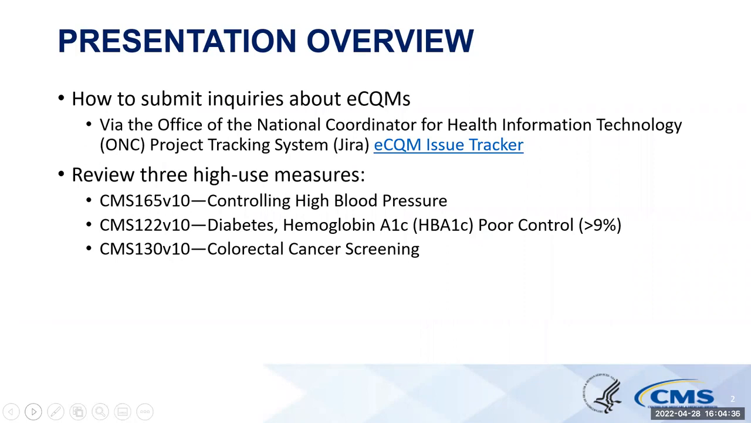Great. Thanks, Joel. Turning to today's presentation overview, we plan to review how to submit questions regarding eligible clinician eCQM specifications via the ONC JIRA eCQM issue tracker. We also will review three high-use measures, meaning those measures that are widely reported on and/or generate the most JIRA tickets. This includes CMS 165 version 10, controlling high blood pressure; CMS 122 version 10, diabetes hemoglobin A1c, HbA1c poor control greater than 9%; and CMS 130 version 10, colorectal cancer screening.